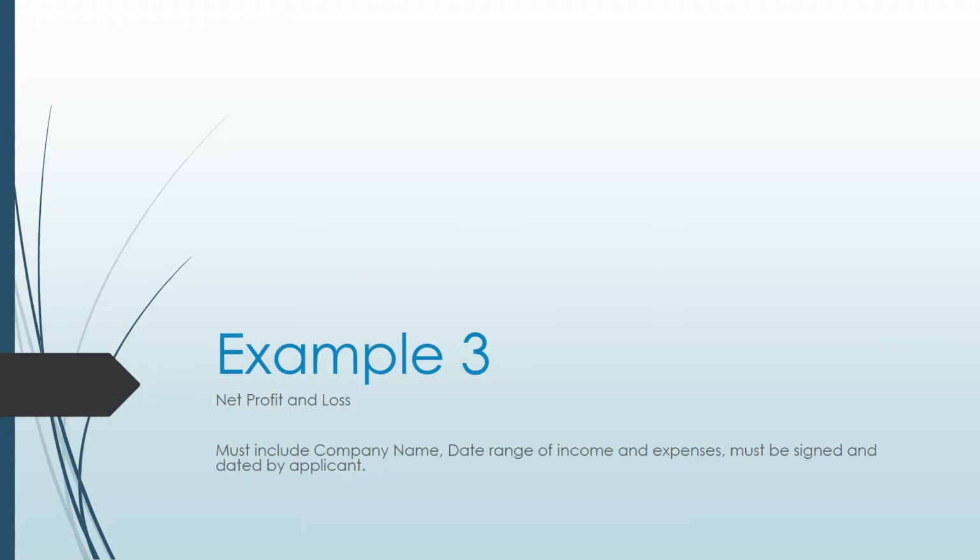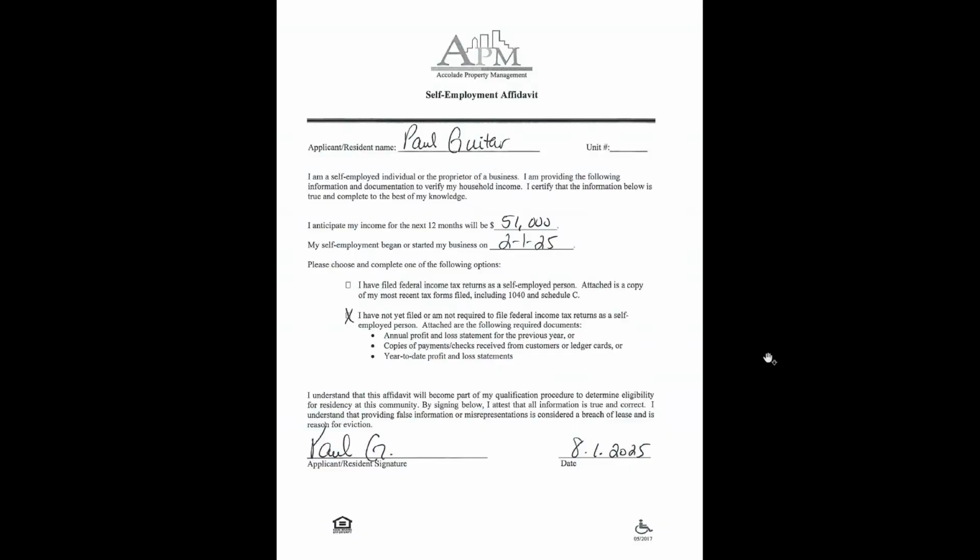Example 3 is a person provided us with their net profit and loss statement. It must include their company name, pay range dates, income and expenses, and must be signed and dated by your applicant or resident. This self-employment affidavit tells us they anticipate making $51,000 in the next 12 months. They became self-employed in February of 2025, and they have not filed their tax return as self-employed yet.